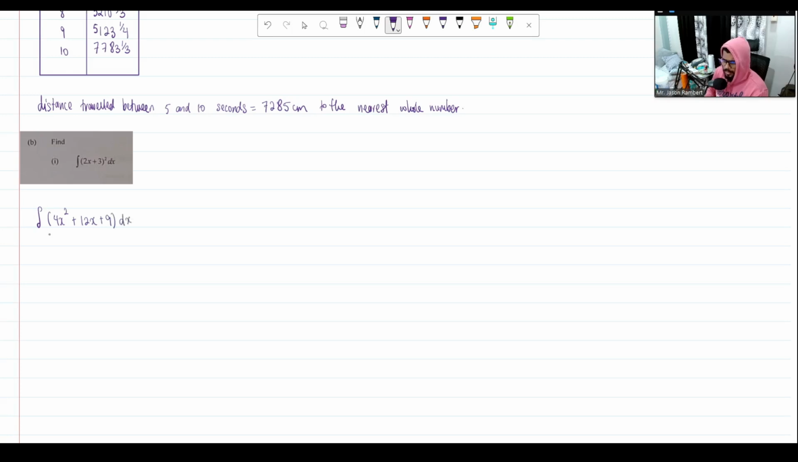which is going to be 4x³ over 3 plus 12x² over 2 plus 9x plus c, where c is a constant. Simplifying it, I'll get 4x³ over 3 plus 6x² plus 9x plus c. Simple as that.